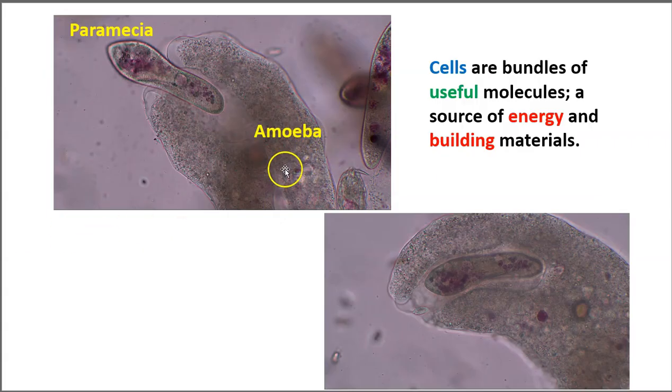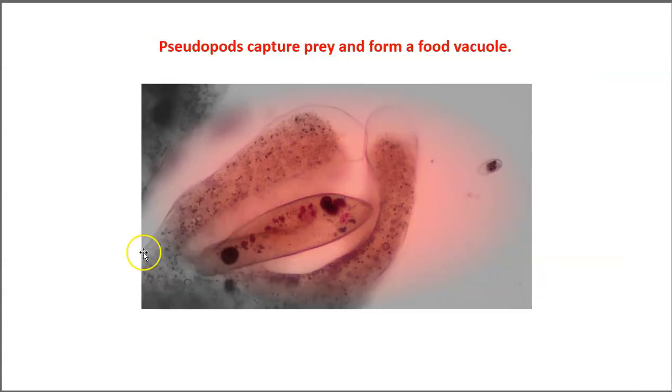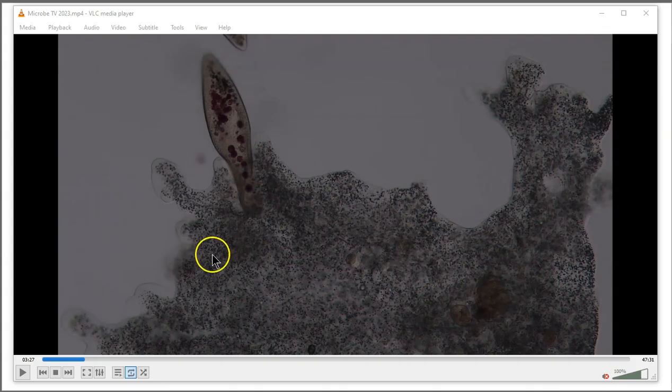So cells are bundles of useful molecules and therefore a source of energy and building materials. So it makes sense that in the history of life, cells evolved the ability to extract useful materials from other living organisms, and so we get predator-prey relationships. Let's take a look at a scene on a microscope slide of an amoeba eating a paramecium. Now in this scene we have the amoeba here, the dark kind of silver thing, this big blob, that's a one-celled predator, and then its prey is a paramecium.